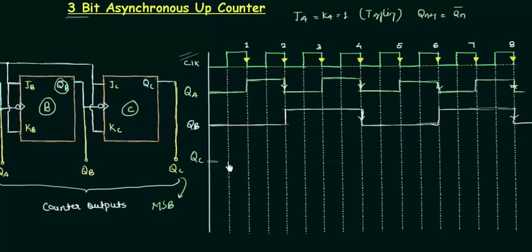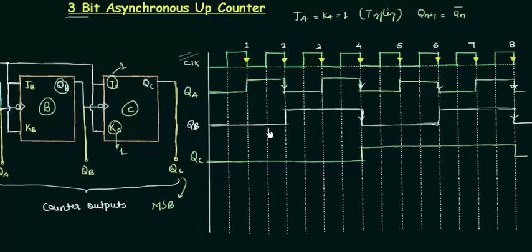It is low initially, so it will go low till this falling edge, and because JC is equal to 1 and KC is also equal to 1, we have toggling, and then toggling will give us a high signal after this falling edge, and it will go high till this falling edge and then low. So in this way we can plot QA, QB and QC.